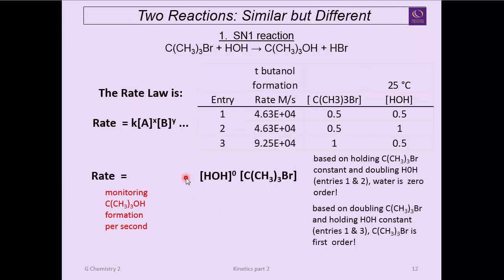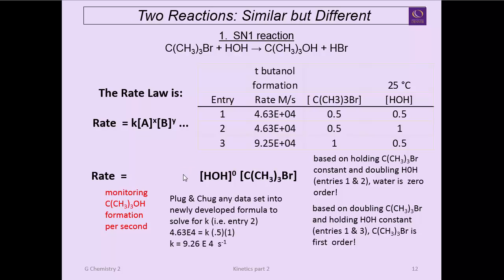Now let's find the K. How would I find the K? Well, the key is this. Take the part of the rate equation you've already built, plug and chug any one of the number sets. It doesn't matter which one of these experiments I use. I'm going to use entry 2, for example. And so now I plug in, well, my rate in entry 2 is 4.63 e to the 4 equals K. That's what I want to solve for.